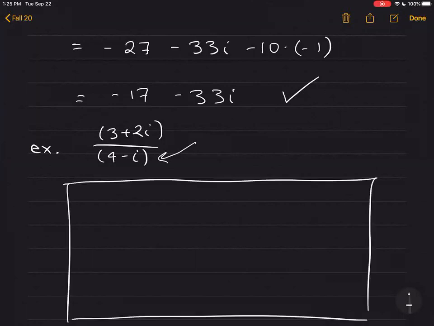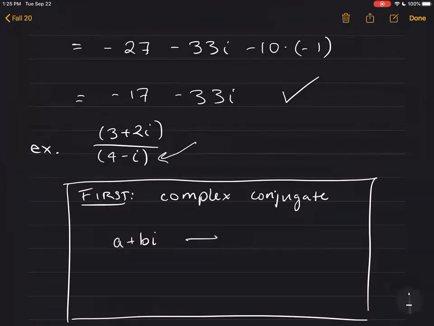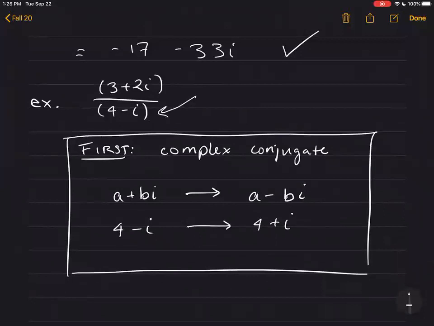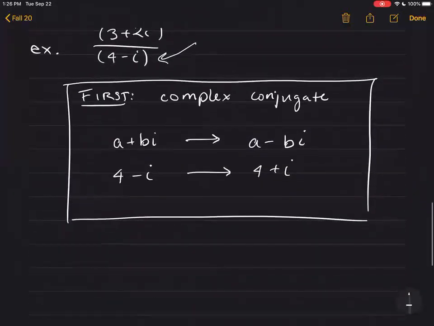And so first, what we're going to do is find the complex conjugate. Complex conjugate looks like this. So if you have a real number and an imaginary number, a plus bi, the complex conjugate of that is a minus bi, right? So in this case, we have 4 minus i, and so the conjugate is 4 plus i. And so then once we have that complex conjugate, what we're going to do is take 3 plus 2i over 4 minus i.